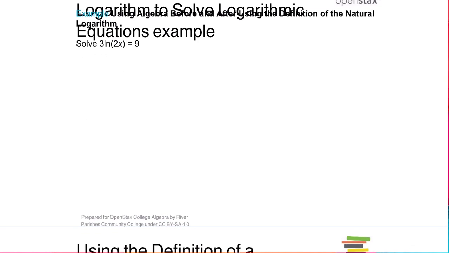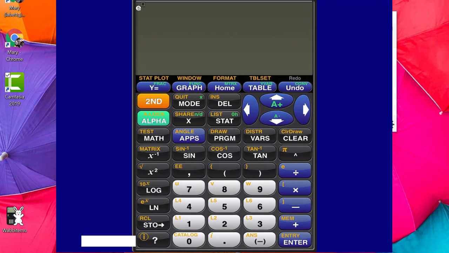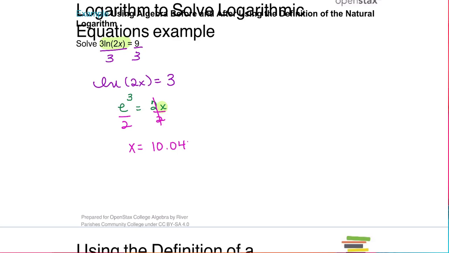Alright, let's do another one. 3 natural log of 2x equals 9. You want to get the natural log of 2x by itself. So we divide both sides by 3, and we get the natural log of 2x is equal to 3. Now that we have it in this format, we can convert it to exponential form. The base is e, the exponent is 3, and that leaves 2x on the right side. In this case, we're not quite finished yet, because we want to get x by itself. So we divide both sides by 2. So x equals e to the third divided by 2. I'll do second ln, 3, divided by 2, and I get 10.0428.